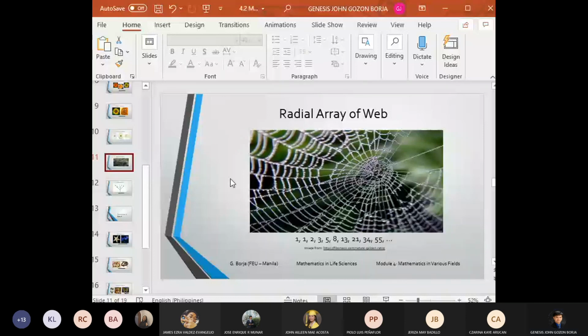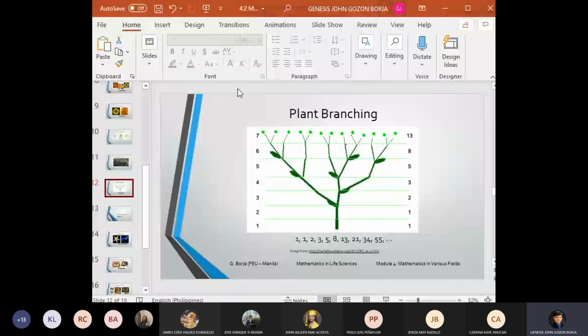Now, sa plant branching, if we think of it like we are cutting a plant or a tree, and we look at how the branches are arranged, then we can actually observe the Fibonacci sequence itself. Okay? So, paano yun? We have here, kunyari, hinati natin sa ganito. So, for this part, we have one branch, and then this part, we have another branch. And then for this part, we have how many branches?